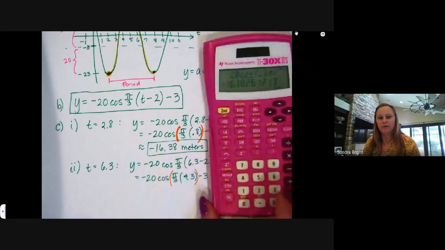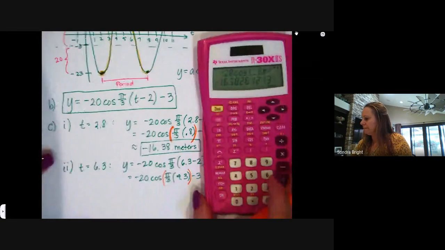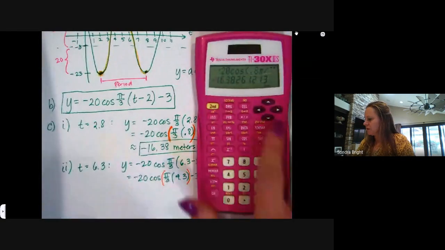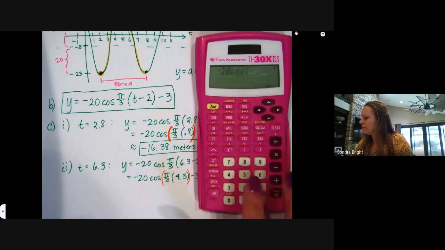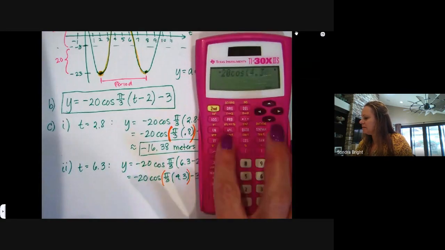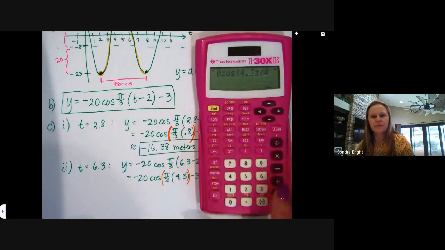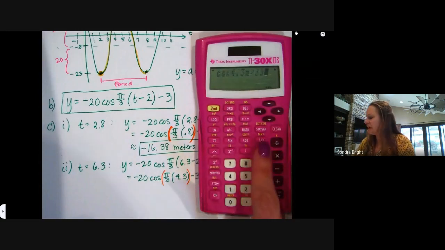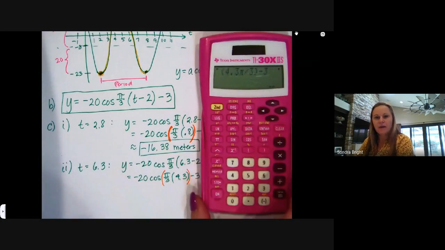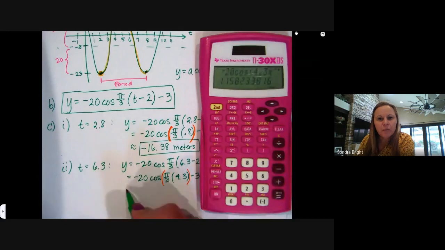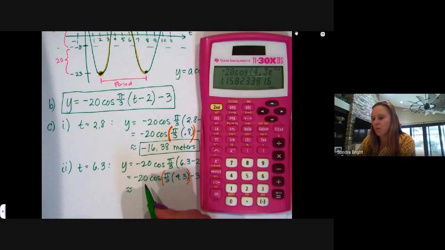So you put it in your calculator. Negative 20 times cosine of 4.3 pi divided by 3, and the parenthesis, 4.3 times pi divided by 3, and then minus 3. All right, I get 1.158. So that 8 says round that 5 up to a 6. So 1.16 meters.